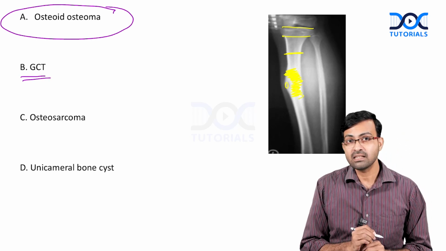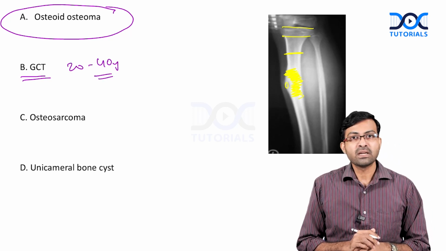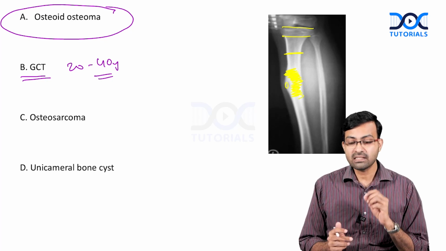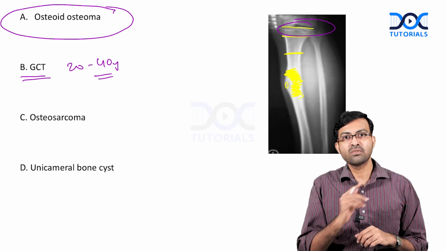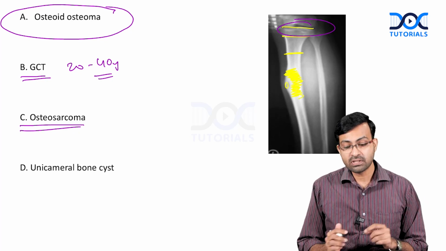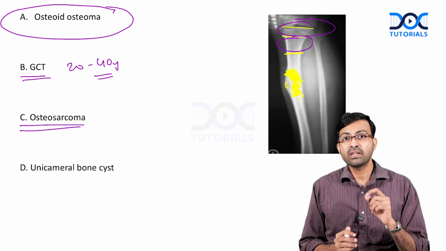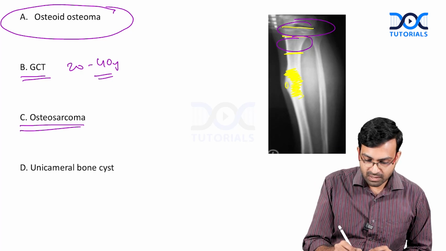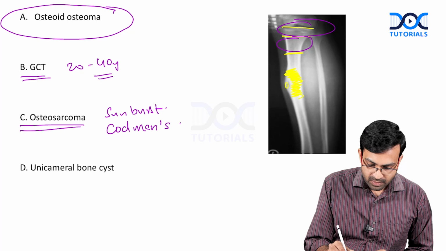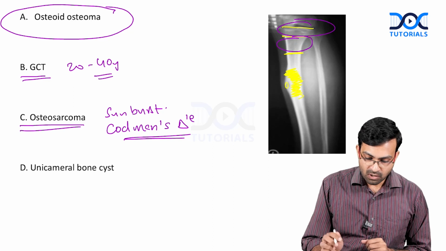It can never be GCT. Why? The age group of GCT is between 20 to 40 years. Here the patient is 16 years of age, isn't it? So it is unlikely to be GCT. Further, GCT always involves the epiphysis, and never the diaphysis. What about osteosarcoma? Osteosarcoma involves the metaphysis, and it is usually associated with the classical periosteal reactions such as sunburst appearance or your Codman's triangle. Any of these would definitely be seen if there is osteosarcoma. Alright, so it is not osteosarcoma.